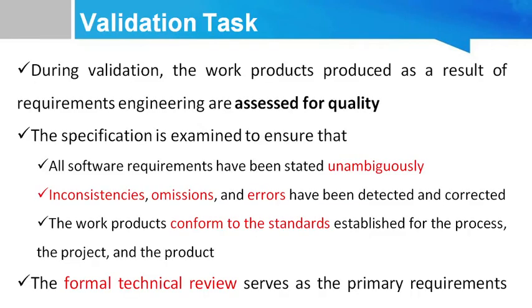Now let's discuss validation. Basically, validation is used to assess the quality, and the specification is examined to ensure that all software requirements have been stated unambiguously. There are no inconsistencies, no errors, and if there are any errors, they are detected and corrected. The work products conform to the standards established for the process, the project or the product. The technical review serves as a preliminary requirements check.